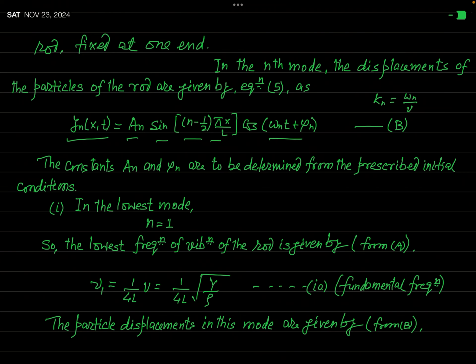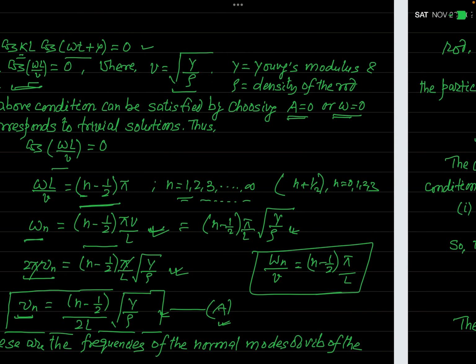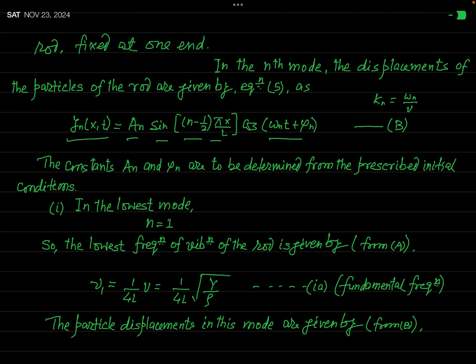Actually, this equation B will be used to find the shapes of the different modes of vibration. Okay. Equation A will be used to find the eigenfrequencies, or the frequencies of vibration of the normal modes of vibration, and this equation B will be used to determine the shapes of the different modes.